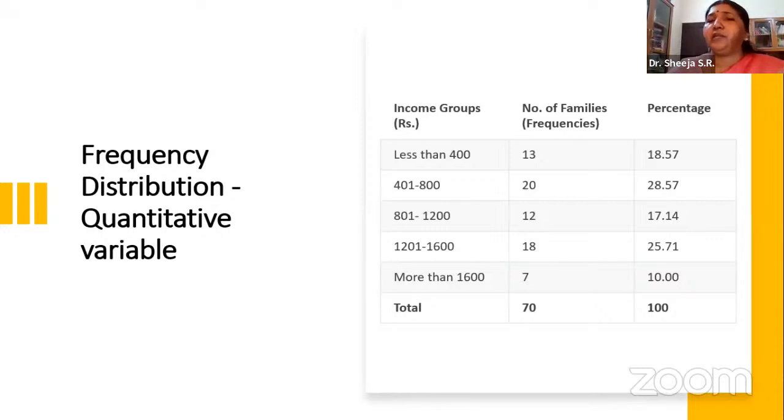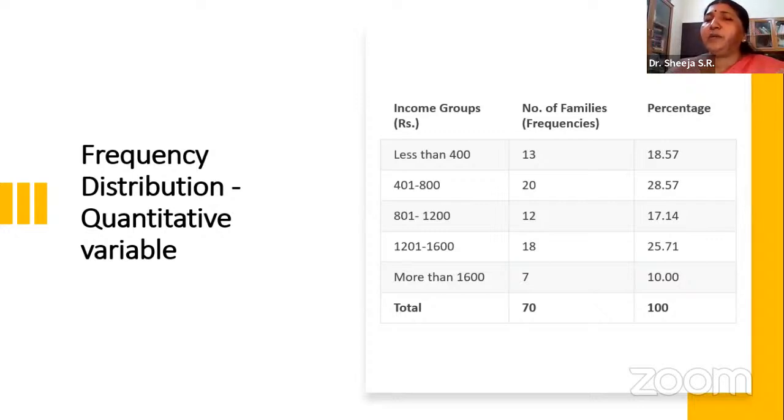Then the second highest number, 18 families, get income between 1,200 to 1,600. So this is the frequency distribution. The different categories, different income groups are there. The number of families who belong to different income groups is also given. The second column shows the frequency. That is why we say that this is a frequency distribution. Here, the variable of interest is a quantitative variable because we are classifying people on the basis of their income. Then, in the third column, I have given the percentages.